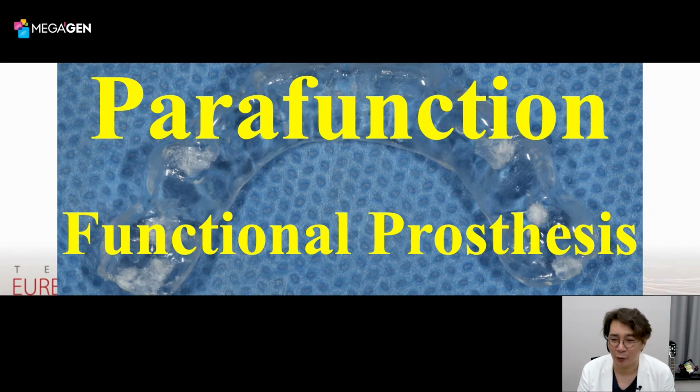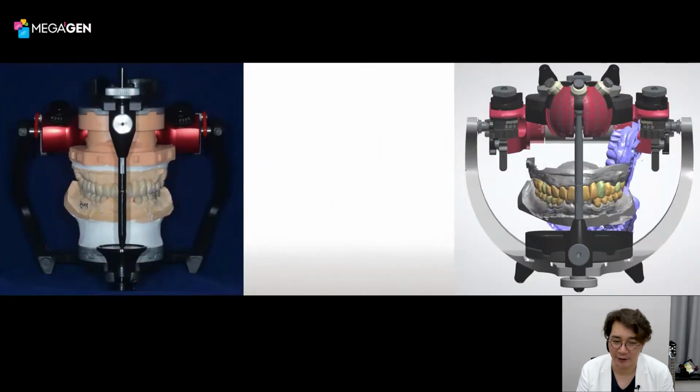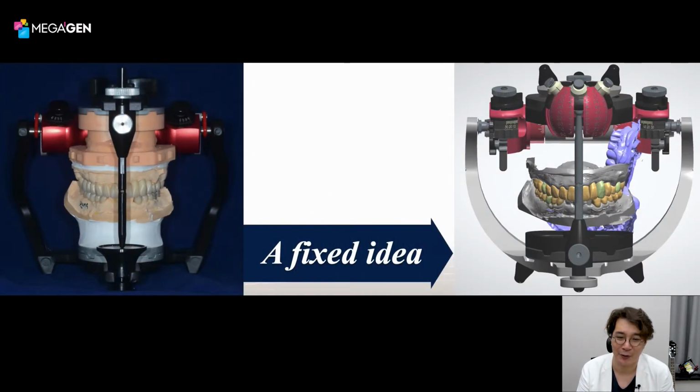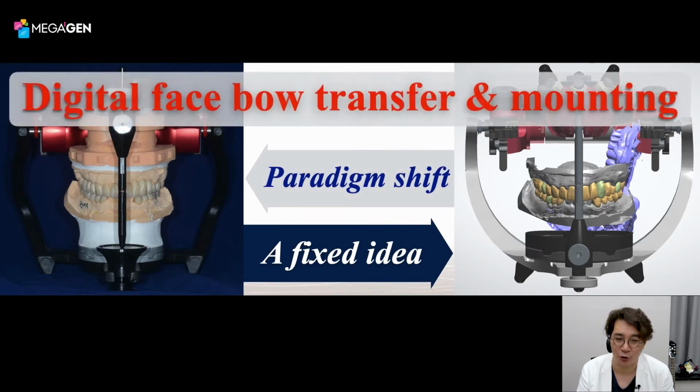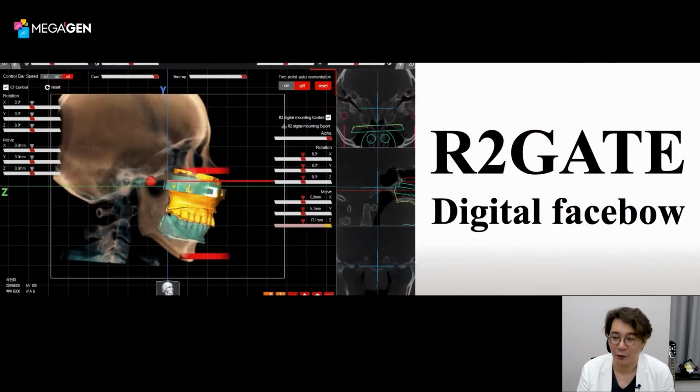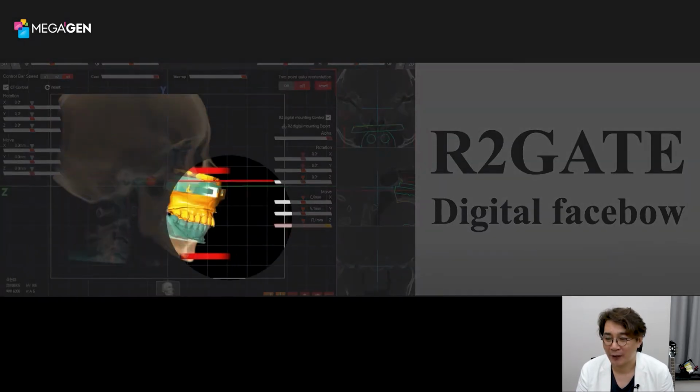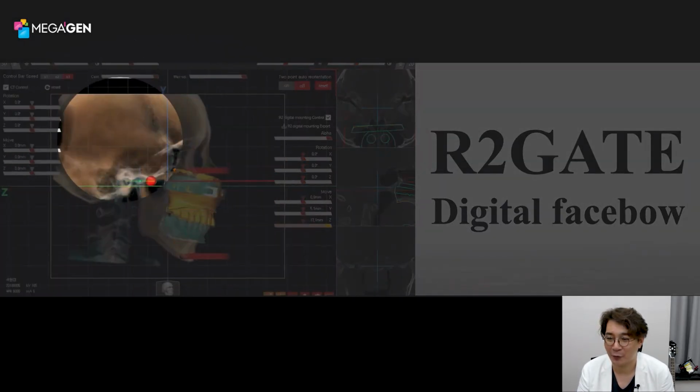But in the analog era, when we made the functional prosthesis, we had to use a facebow and articulator mounting. It was very complex, very difficult. That's why a lot of dentists don't like to use the facebow transfer and mounting procedures. But in the digital era, we can easily use the articulator in a virtual space. As you know well, in my practice, I use a large field-of-view CBCT.